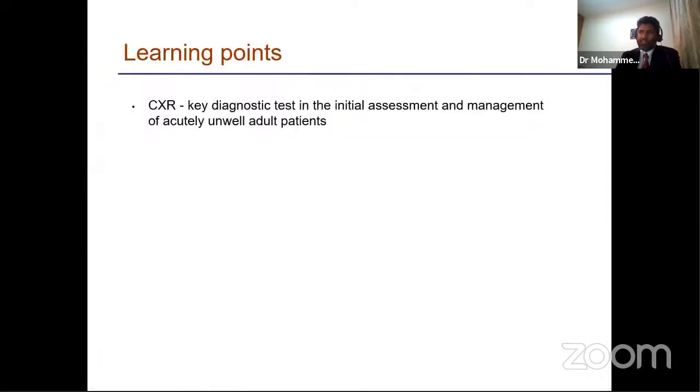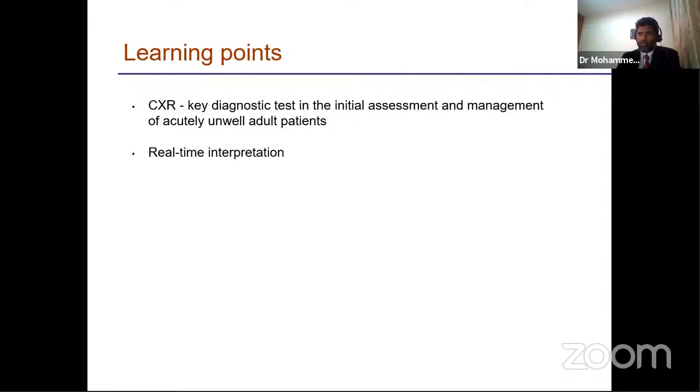This chest X-ray throws in quite a lot of key learning points. And one of the most important learning points from this is the importance of doing a chest X-ray and its role in basically the initial assessment and management. It just basically adds to your list of probability. It will give more confidence in terms of your list of differential.